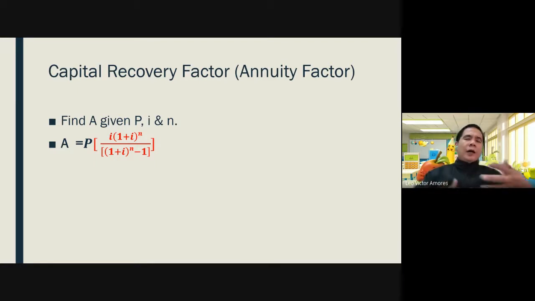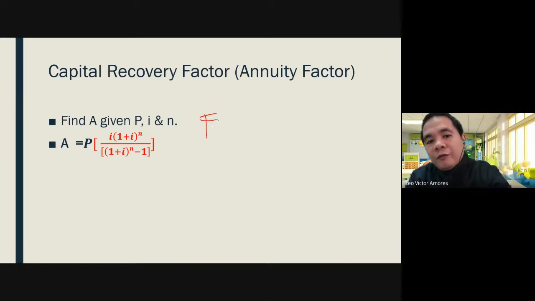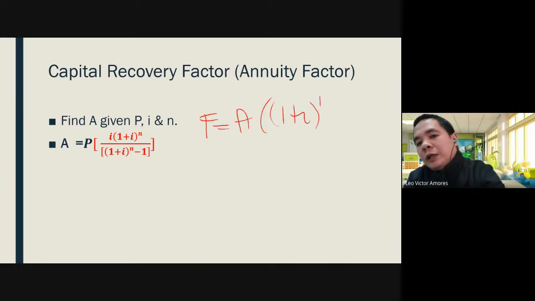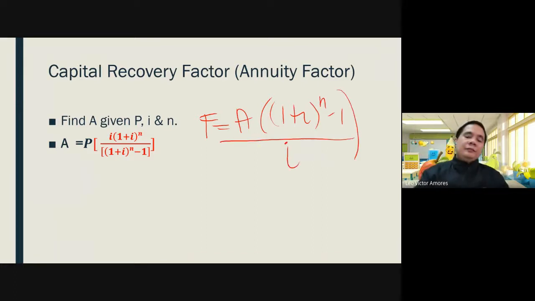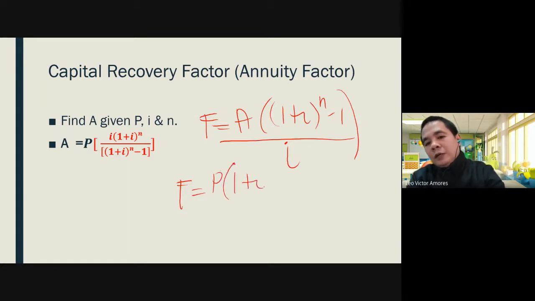How was I able to get to that point? Basically, our formula is F equals A, 1 plus I to the exponent N minus 1 divided by I, right? Right. So F is equal to P, 1 plus I to the exponent N. Right?